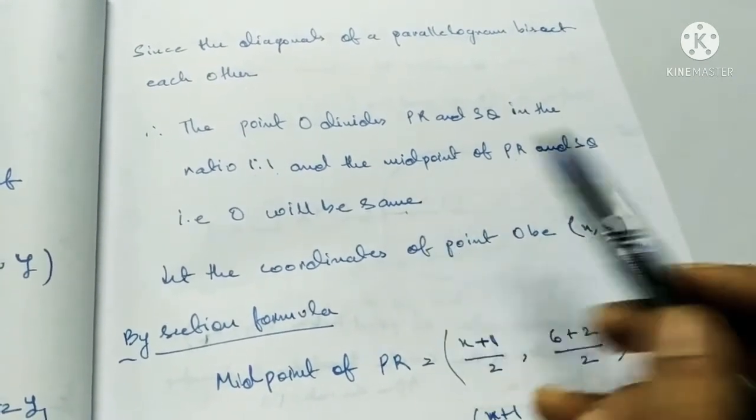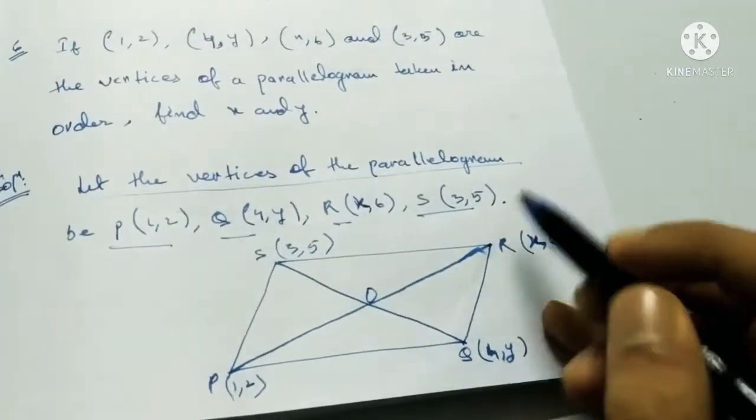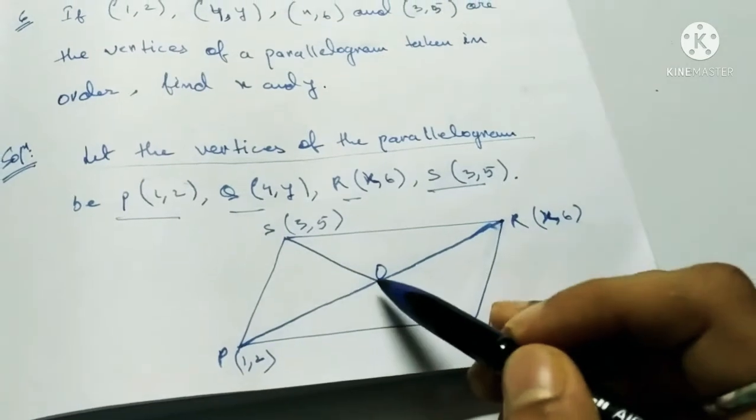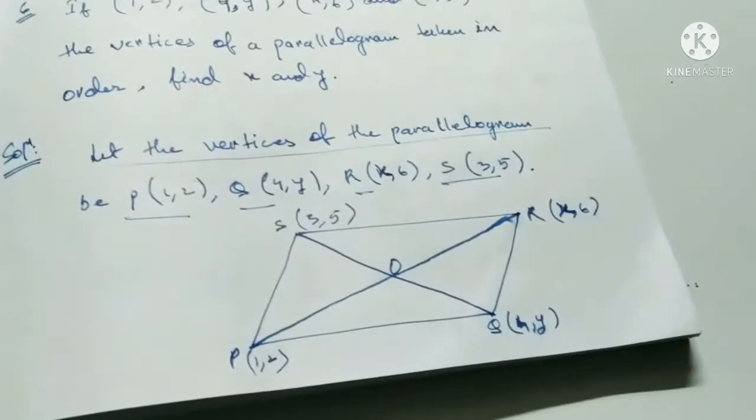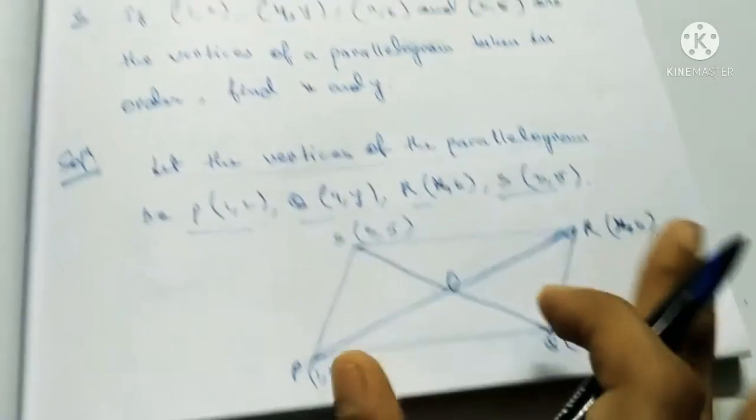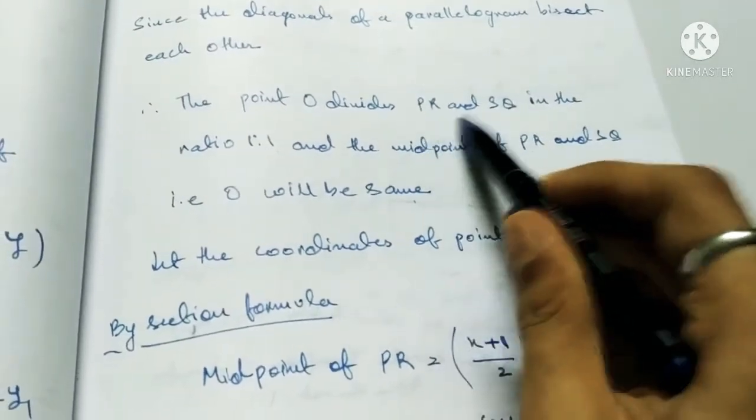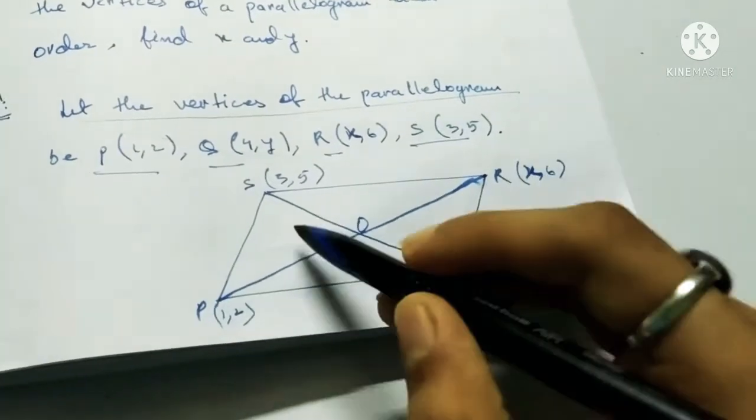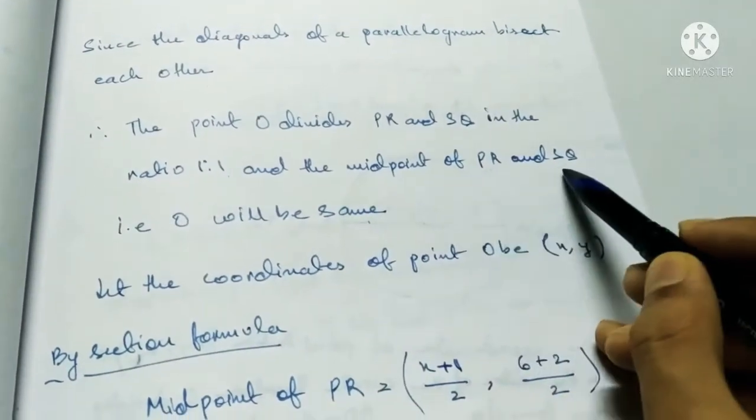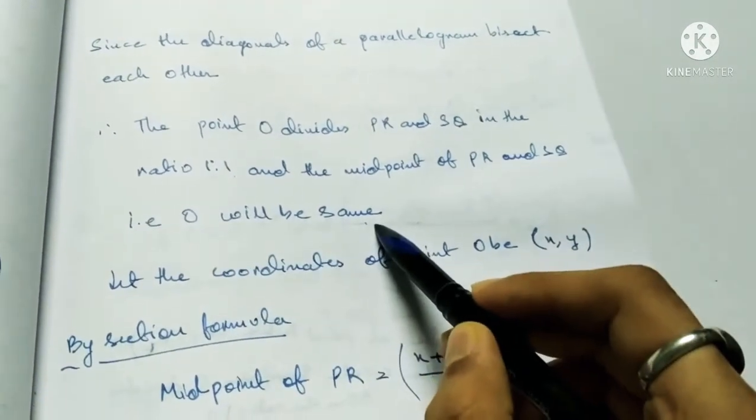Understand? Okay, you see, since it is a parallelogram, the diagonals bisect each other. Okay, that means in here OP is equal to OR and OS is equal to OQ. Diagonals bisect each other. So therefore this point O divides PR and SQ in the ratio 1:1. This O divides PR in the ratio 1:1 and SQ in the ratio 1:1. Finished? And the midpoint of PR and SQ, that is O, will be same.